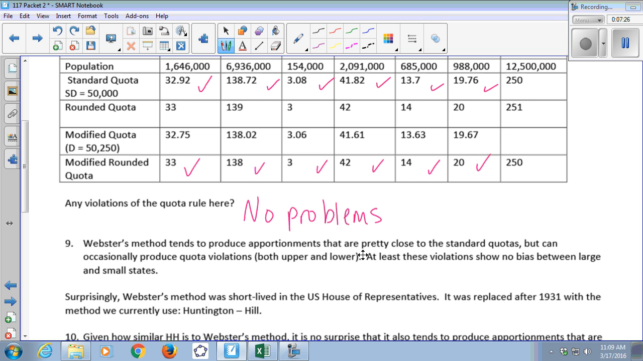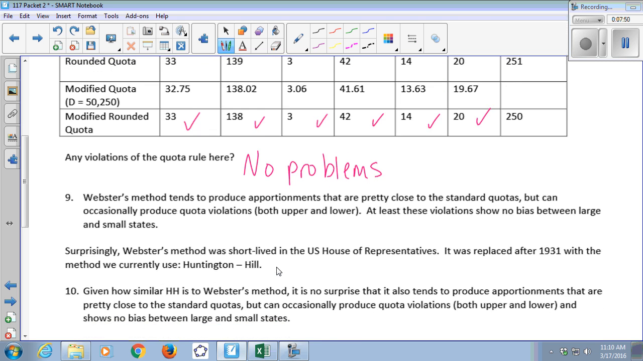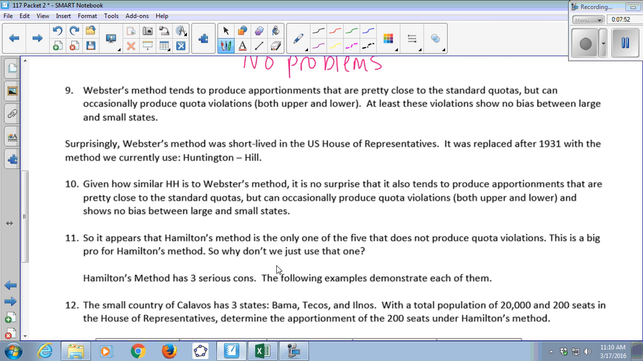It does tend to produce apportionments that are pretty close to the standard quotas. It does occasionally produce quota violations. But they're both upper quota violations and lower quota violations, and they show no bias between large states and small states. So it's just a little more random. Somebody might get an extra seat sometimes, but it's not always the large state that gets the extra seat. It's not always the small state. So that seems like a vast improvement, even though it's not perfect.